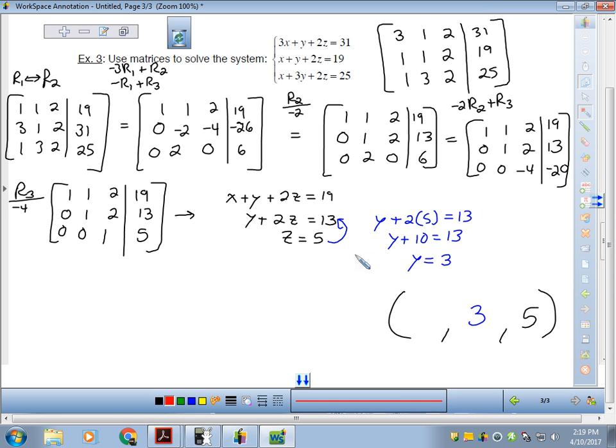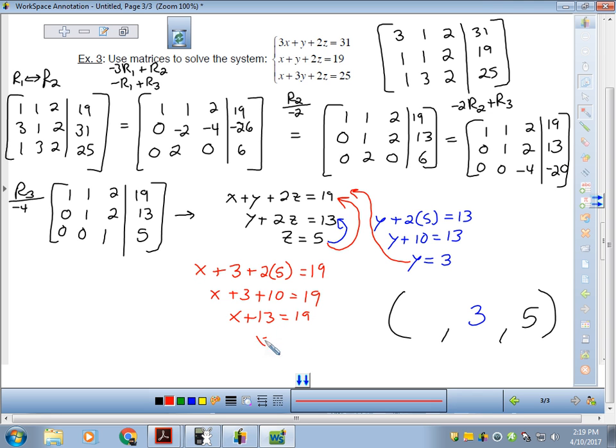Once you have that, take the z and plug it in up here, and also take the y and plug it in up here. X plus 3 plus 2 times 5 equals 19. X plus 3 plus 10 equals 19. X plus 13 equals 19. Move the 13 over. X equals 6. And so there's our solution to this system of equations.